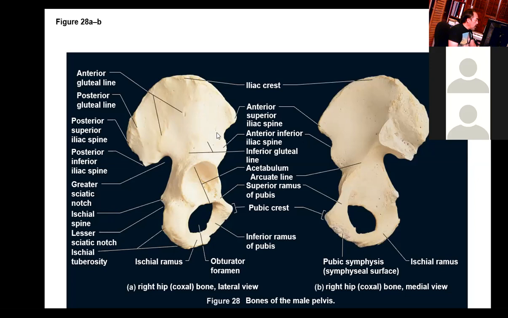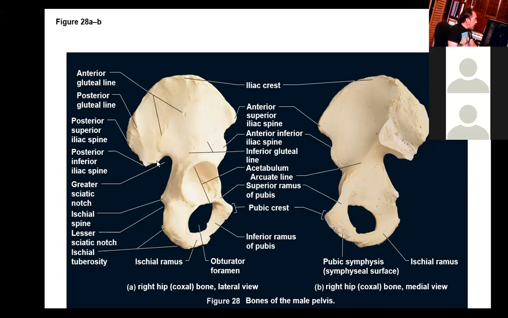Now I have notches and spines to identify. So I'm going to identify the iliac spines first. Okay, there's 2 in the anterior, only 2. ASIS, anterior superior iliac spine. AIIS, anterior inferior iliac spine. And then in the posterior, I have 2 iliac spines. The PSIS, posterior superior iliac spine, and the PIIS, posterior inferior iliac spine. And then I have this spine at the ischium. I'm going to call it ischial spine.